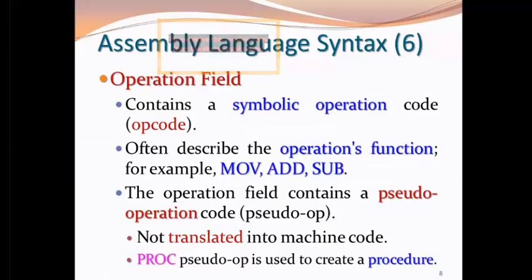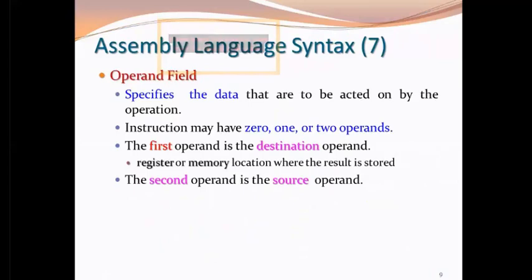Is that clear to everyone? Yes, sir. Okay, all right. So if it is clear, that's fine. Now what else? In an instruction we have seen how many fields? Name field, operation field, operand, and comment. So next, what are we expecting? Operand. Yes, let's see operand.